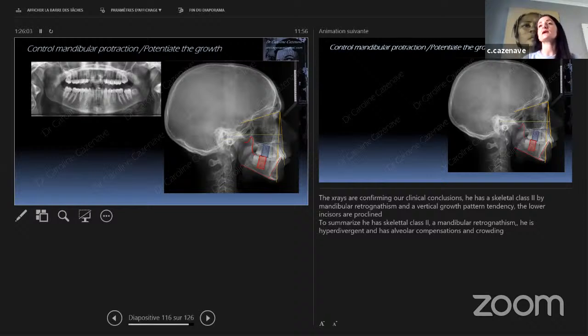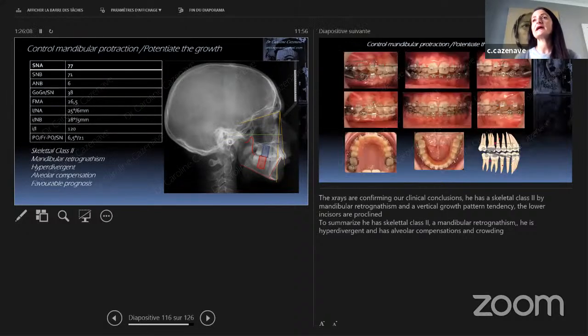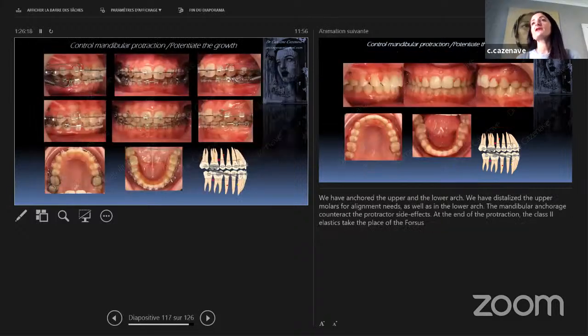The lower incisors are buccal. So to summarize, he has skeletal class 2 mandibular retrognathism. He is hypodivergent and has alveolar compensations and crowding. We have anchored the upper and the lower arch. We have distalized the upper molar for alignment aids, as well as in the lower arch. The mandibular anchorage counteracts the protraction side effect. At the end of the protraction, the class 2 elastic takes the place of the forces.